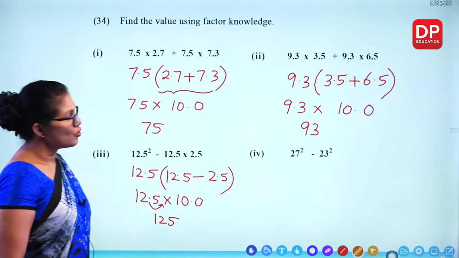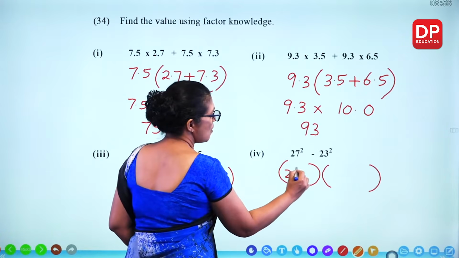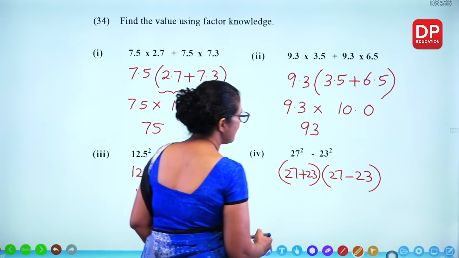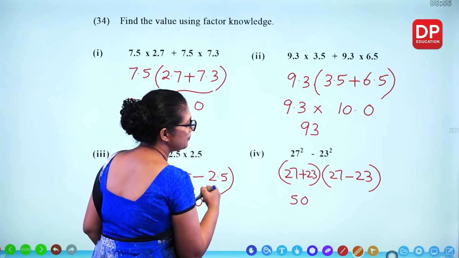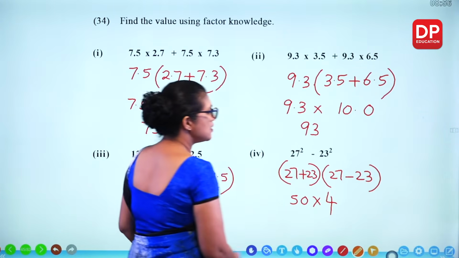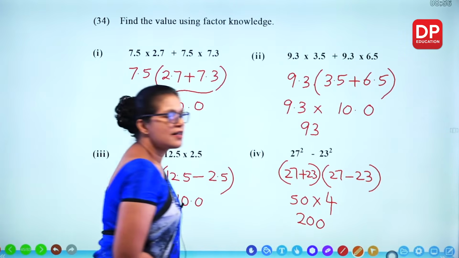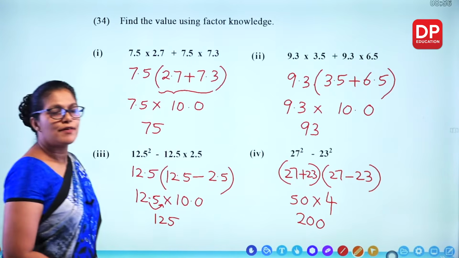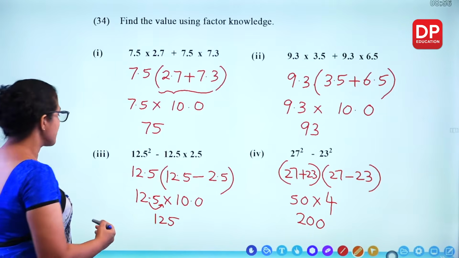This one, you get two square terms. Apply the difference between two square terms. One is plus and the other one is negative. When you add these two, you get 50. When you subtract, you get 4. 4 times 50, that's 200. So it's easy to apply the difference between two square terms to find the answers.